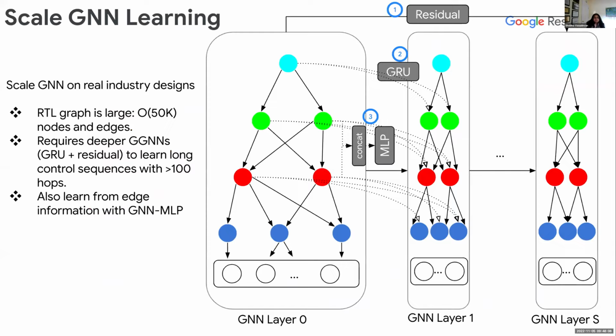All right, I'm going to skip this slide because it talks about scaling graph neural network learning. This is a very important aspect of our solution. It's why our solution works for such large, real designs. I would encourage you to read the details in the paper, because it talks about how, for a graph that is so large, we are able to scale graph neural networks. It's a non-obvious solution, quite interesting. I encourage you to look at it.